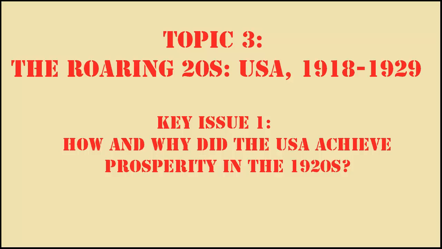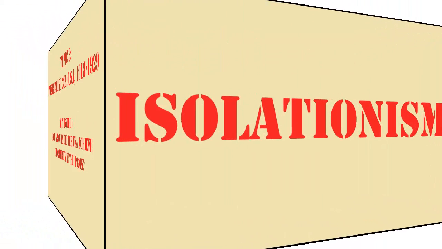Topic 3, the Roaring Twenties, USA 1919 to 1929. Key Issue 1, how and why did the USA achieve prosperity in the 1920s?